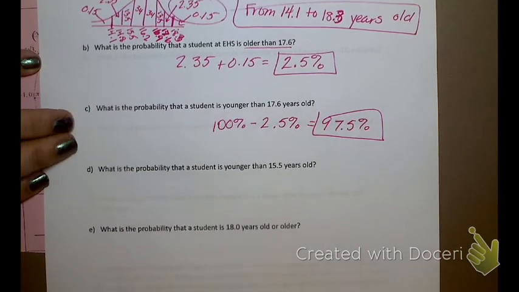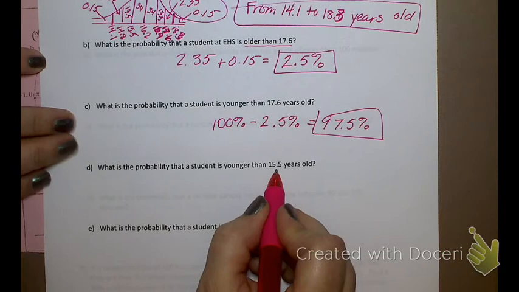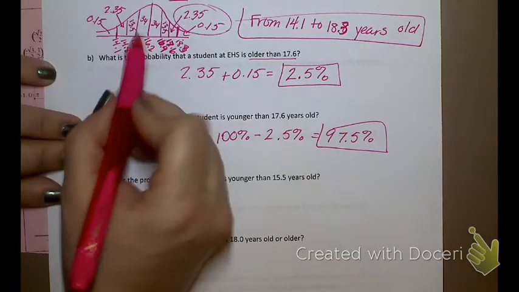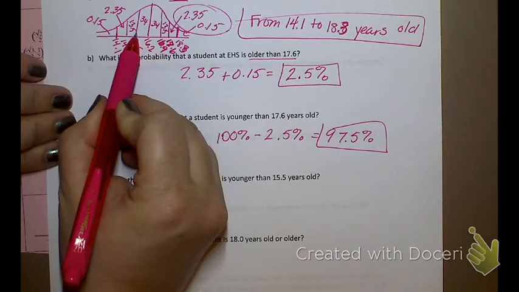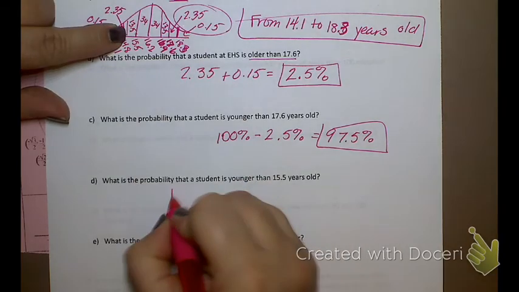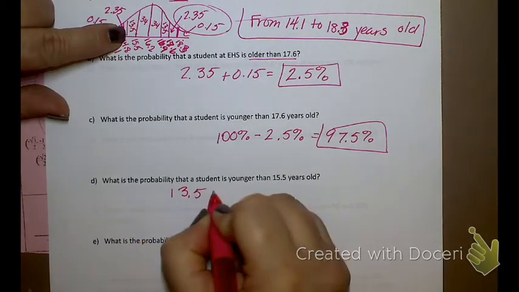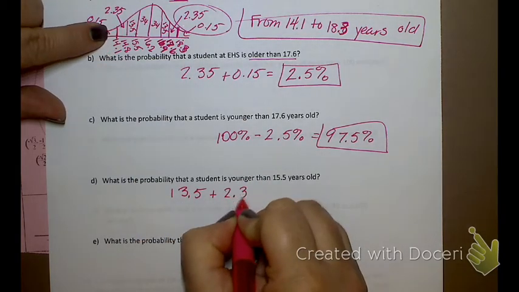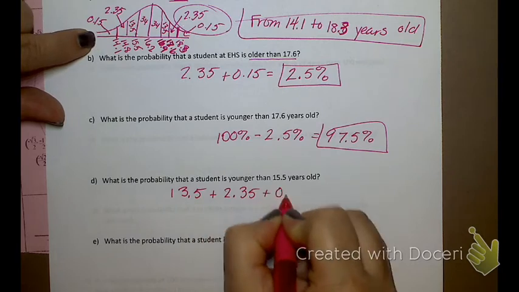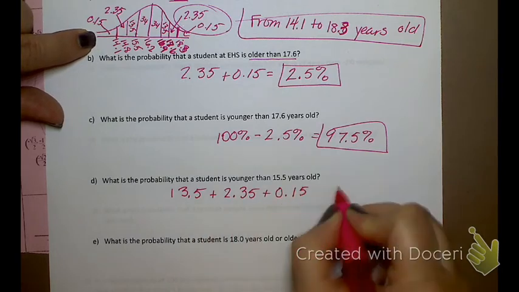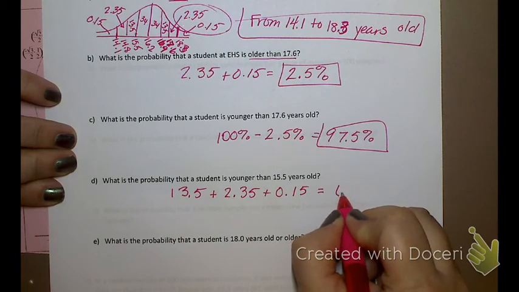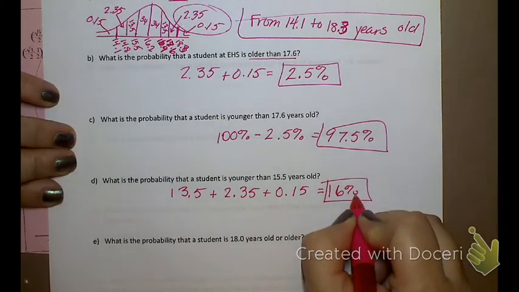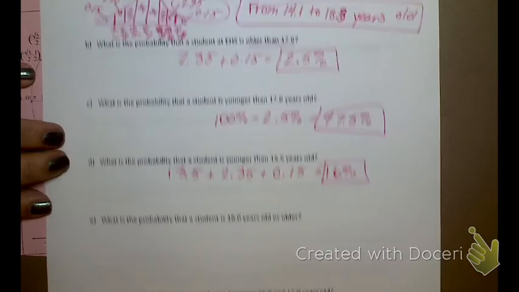Okay? What is the probability that a student is younger than 15.5 years old? So here's 15.5 years old. Younger would be to the left, so I need to add 13.5 plus 2.35 plus 0.15. And that gives me, I believe, 16% is the probability that a student is younger than 15.5 years.